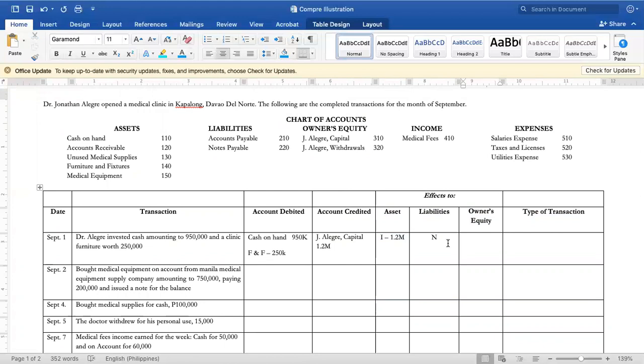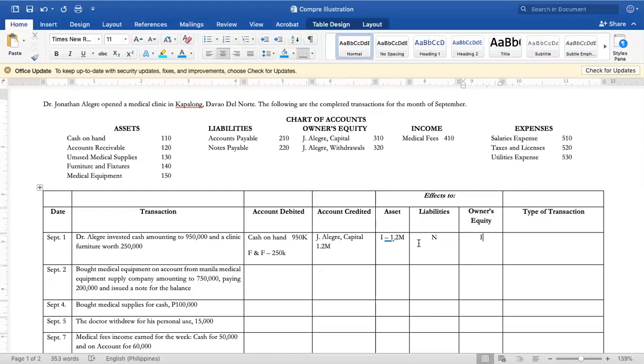How about owner's equity account? What happened to your owner's equity account? Diba, we credit capital account. The normal balance of capital or investment account is credit. Therefore, what is the effect of your owner's equity? So, it will increase. Okay. Still, the equation is balanced.